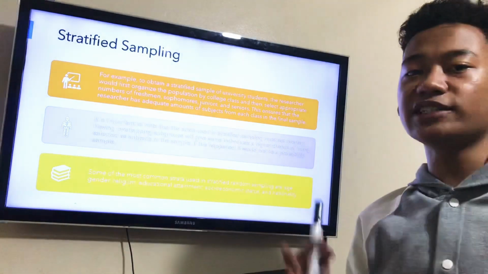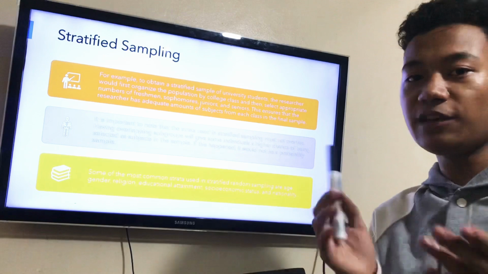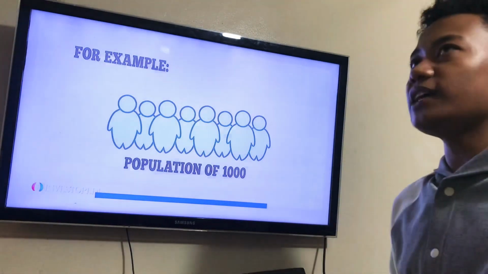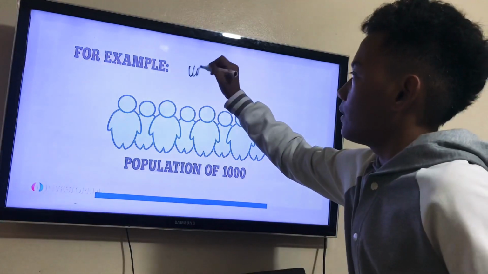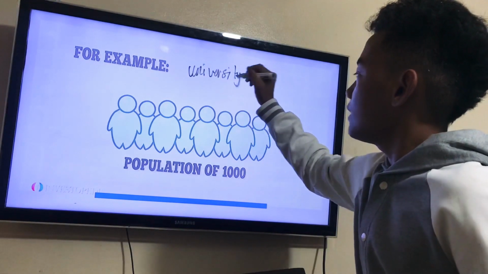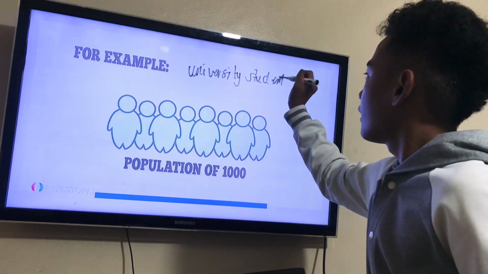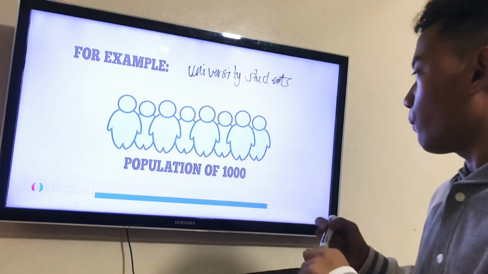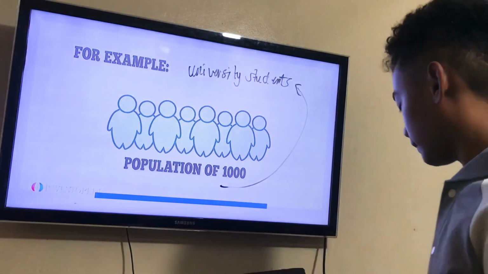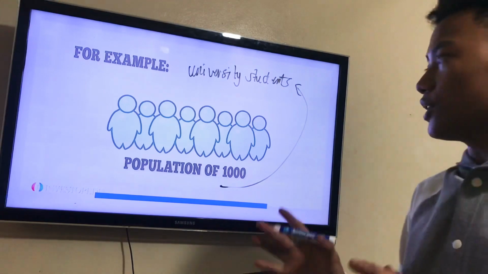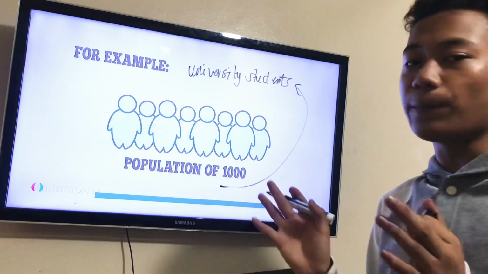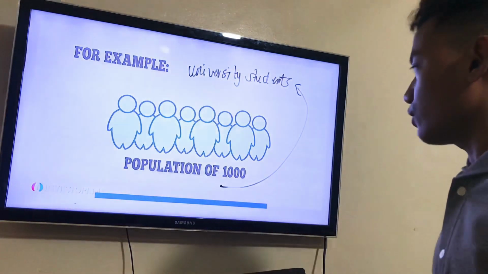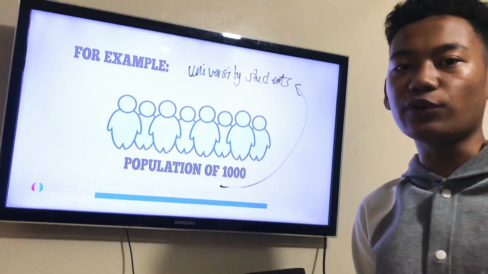So, for us to better understand this topic, let me give you an example. Let's say this is all about university students, and my example is that there is a population of 1,000 university students. The first thing to do is to identify your population. And my population for this example is 1,000 university students. Now, let's find out what our subgroup or strata is.